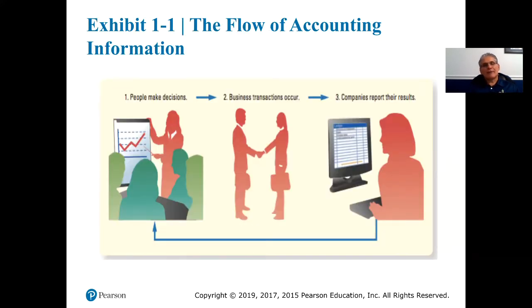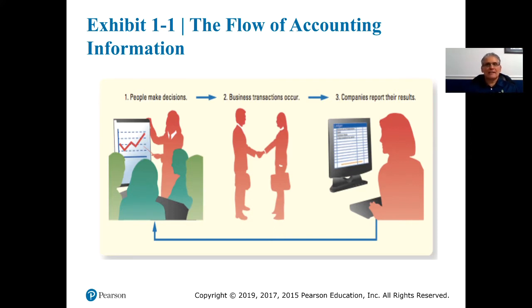So the flow of accounting information, how that information flows through the accounting information system, you first start with people making a decision of some sort. So as an example here, you can decide to open up a plant in Visalia, and that decision's made. You go out and you start executing that decision. You open up the plant in Visalia.